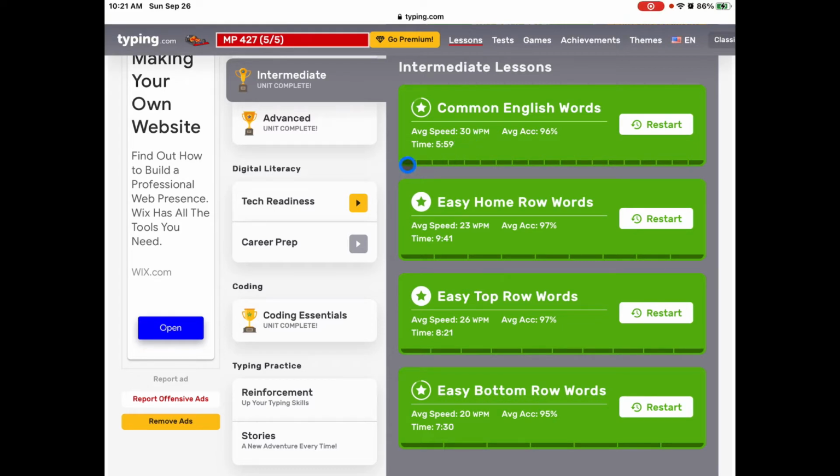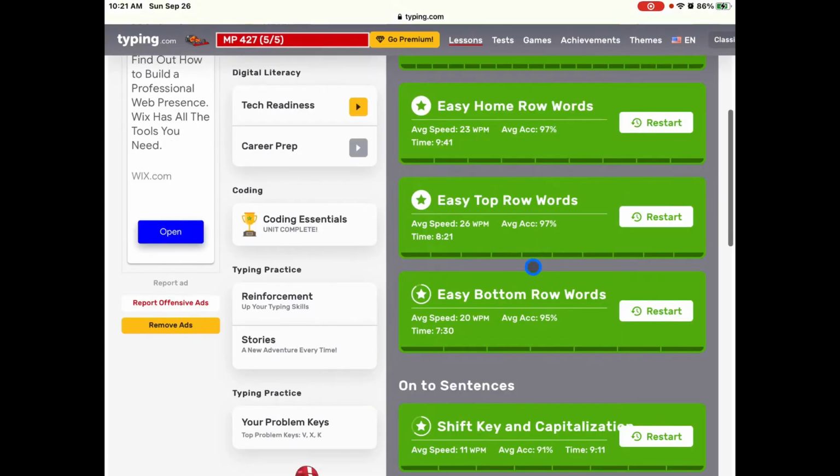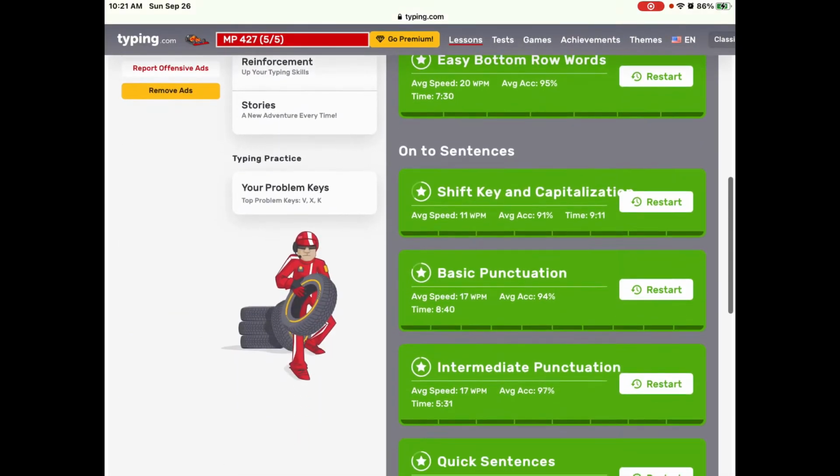If I click highlight over here, that's the first lesson. That was 56 words per minute, 100% accuracy rate. The second one was 33 words per minute, 96% accuracy rate. So you can see what each lesson stat is, which is really neat. If we go all the way down to the bottom here, you can see where it says shift key and capitalization and basic punctuation.